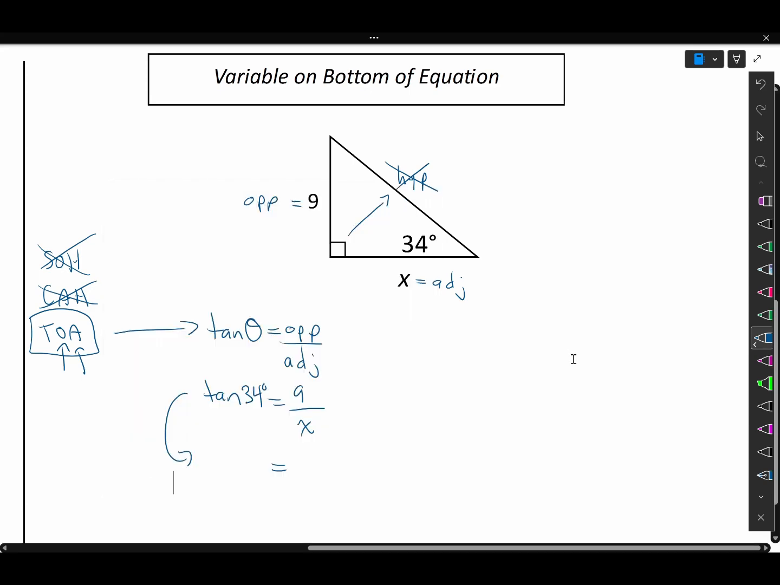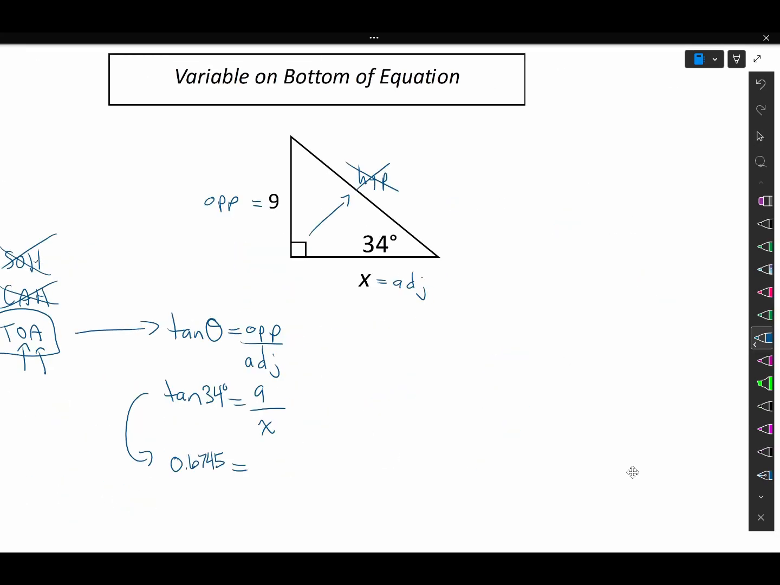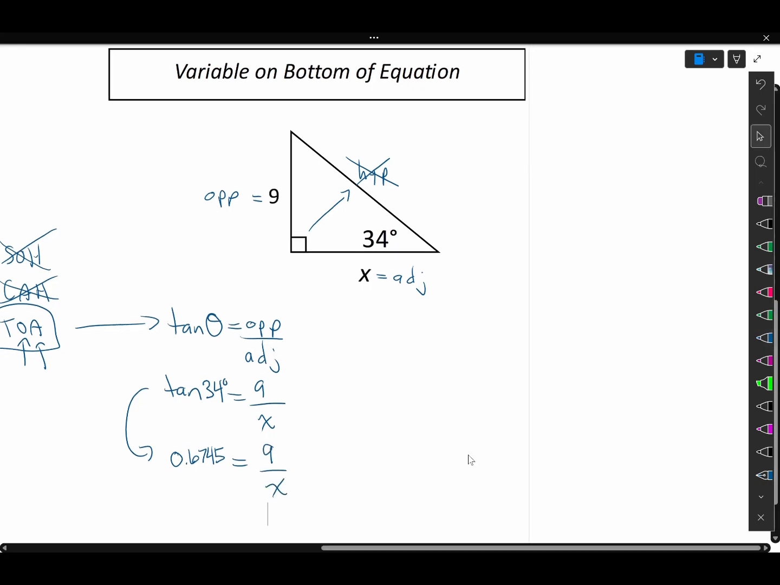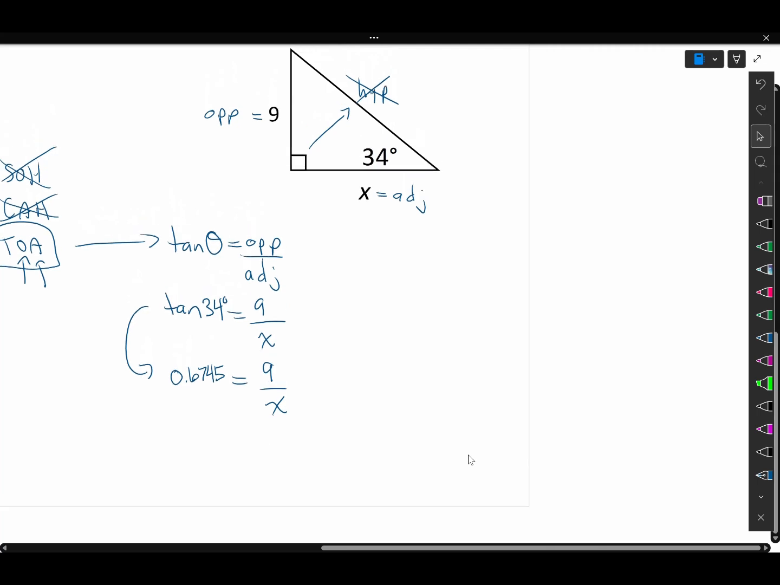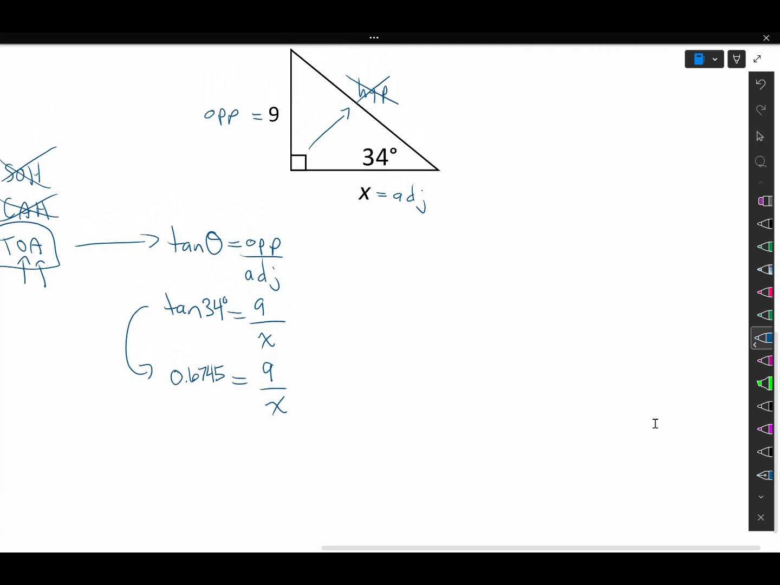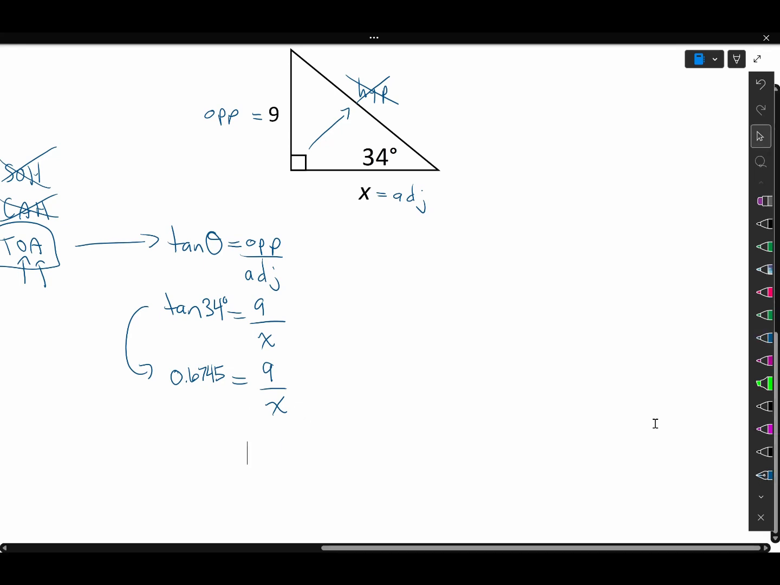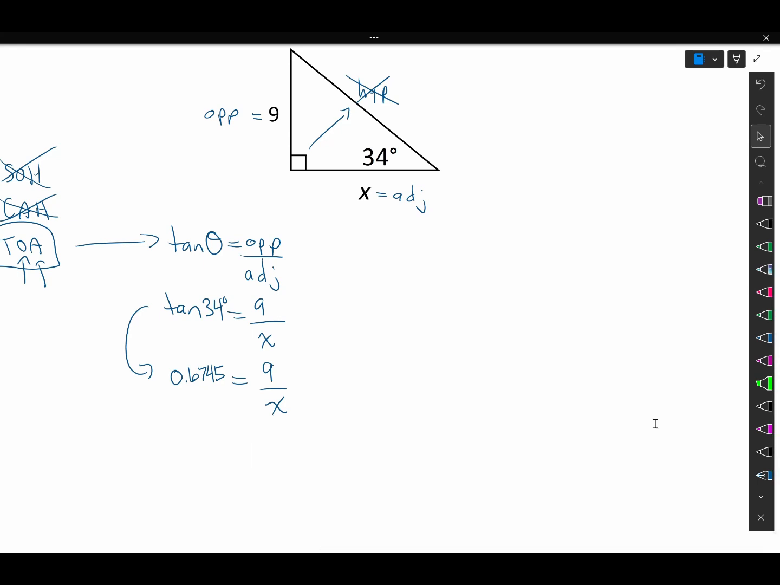So 0.6745, nice and easy, equals 9 over x. Now here is the part that has an extra step before we can find our answer, because here our unknown, our x value, is in the denominator. If our x value is in the denominator, we'll need to get a little bit clever in order to work our way through. So right now we want x to be in a numerator. We want it to be on its own in a numerator.